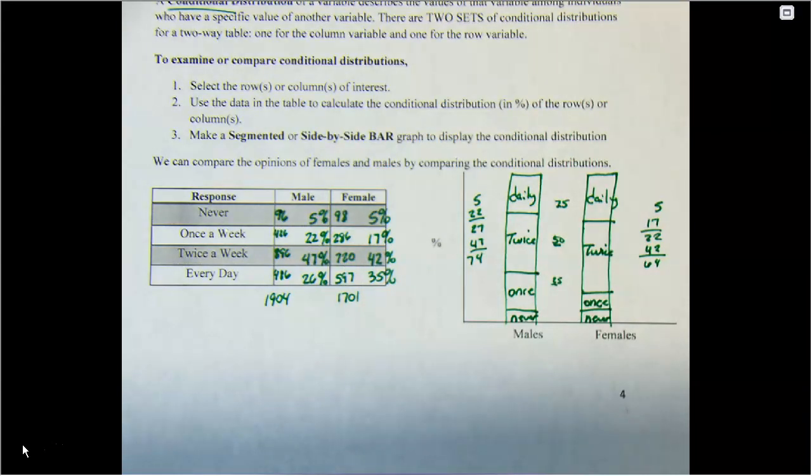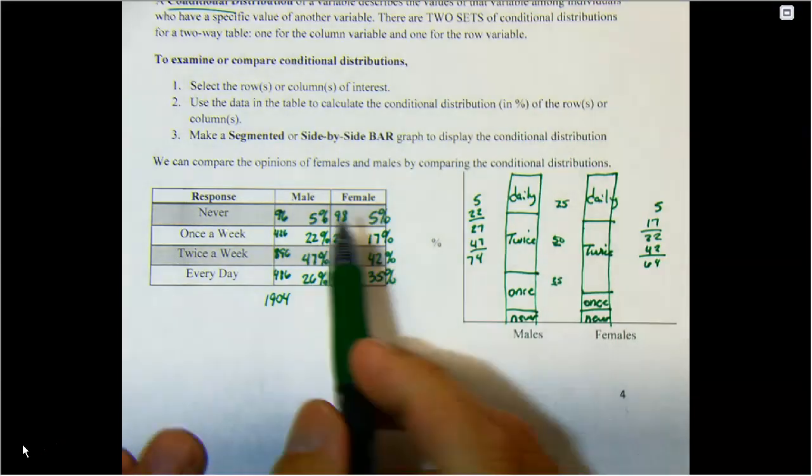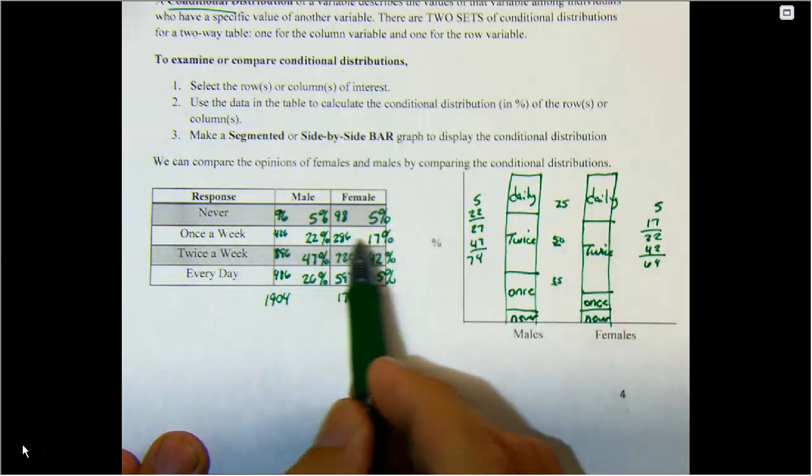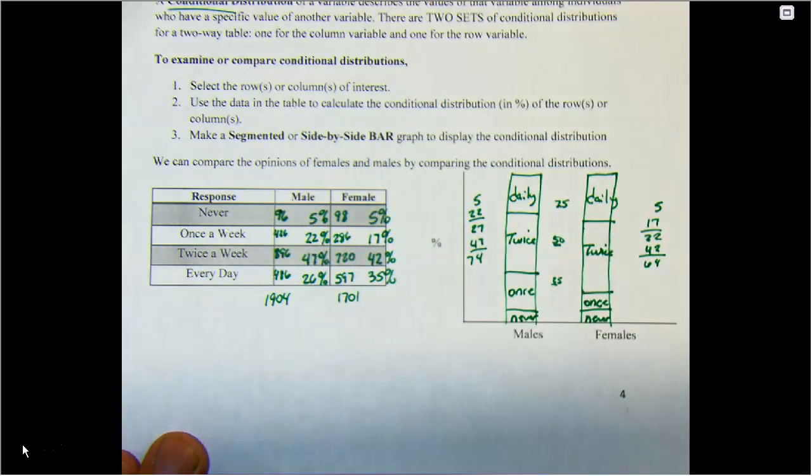If gender had nothing to do with my Fortnite habits, then I would see the same exact percentages all the way through. So 5 and 5 is good. However, this is 22 and this is 17, so that automatically throws off the rest of my totals, and therefore they are not independent.